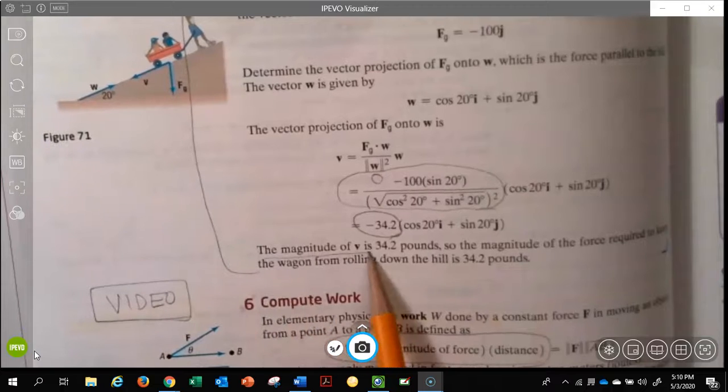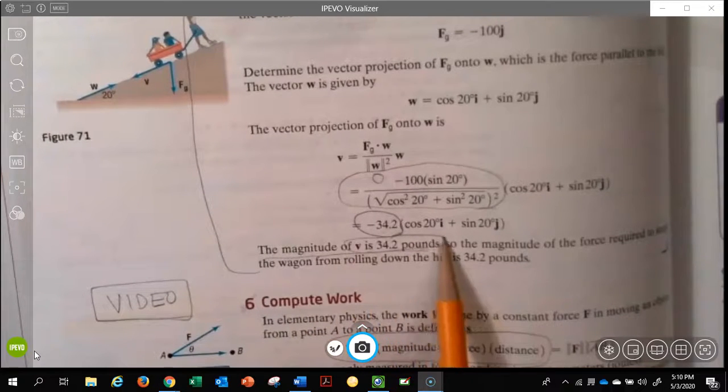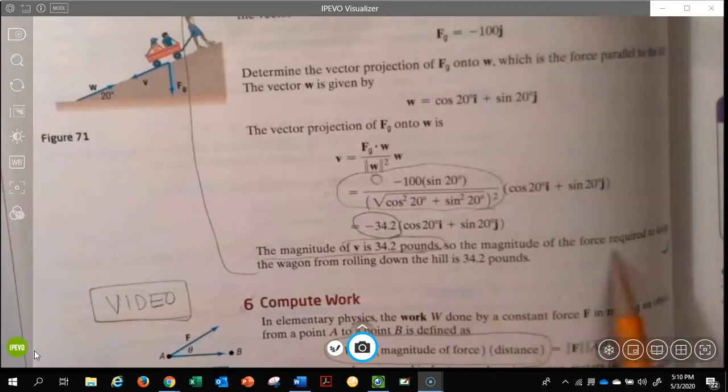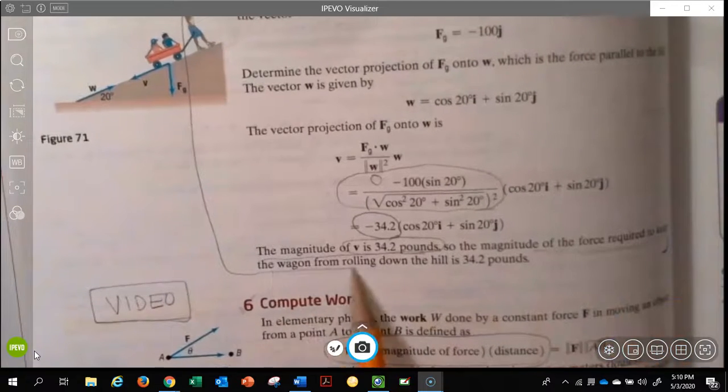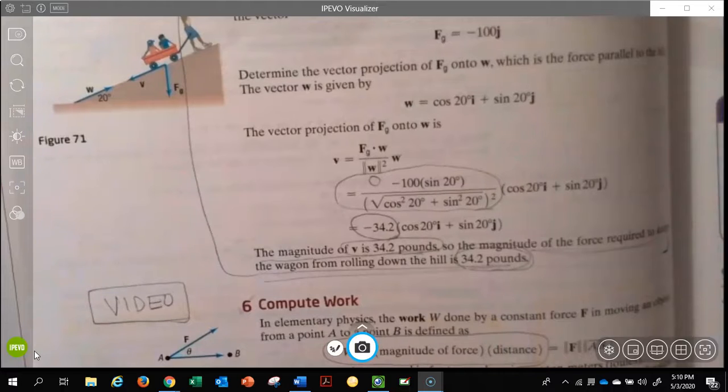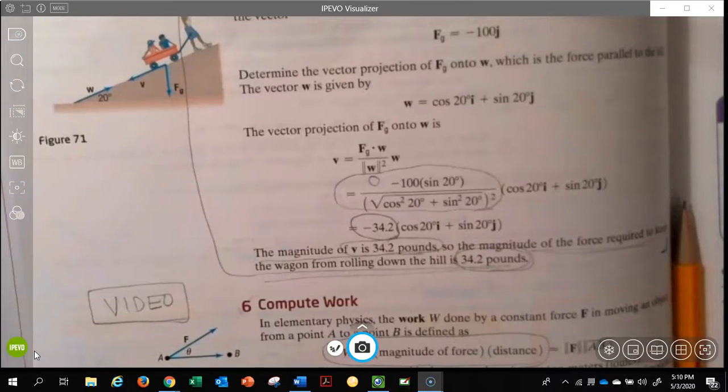So in summary, the magnitude of V is going to be 34. The magnitude of the force required to keep the wagon from falling down the hill is going to be this 34 and 2/10 pounds. We made it. That ends example 6 in lesson 9.5.